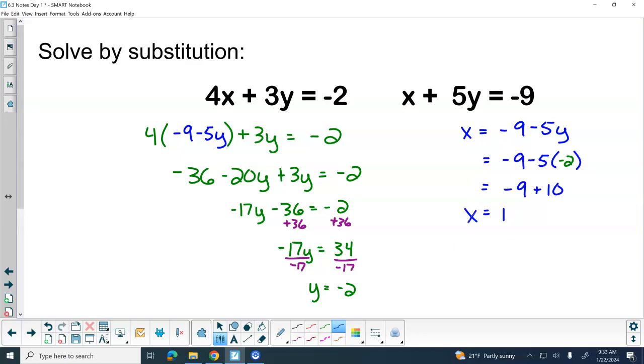If x is 1, then I've got 4. If y is negative 2, that's negative 6. 4 plus negative 6 is negative 2. If x is 1, then that's 1. If y is negative 2, then that's negative 10. 1 plus negative 10 is negative 9. The answer is (1, -2).